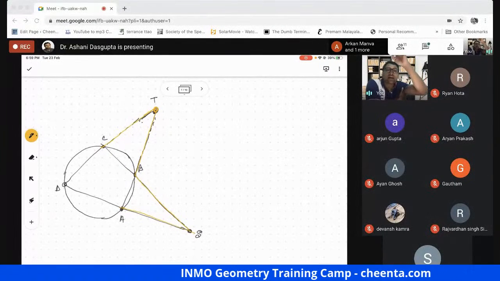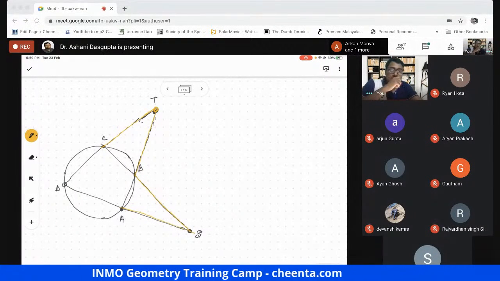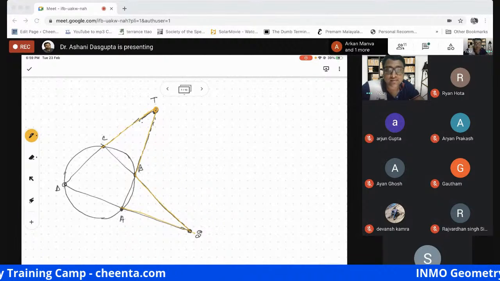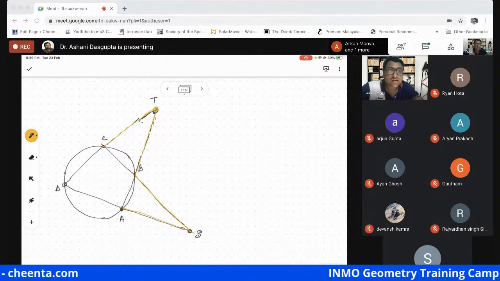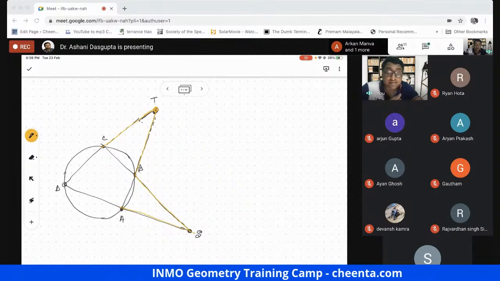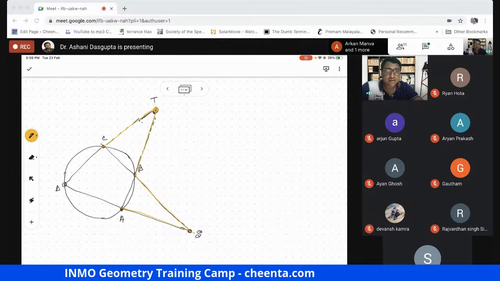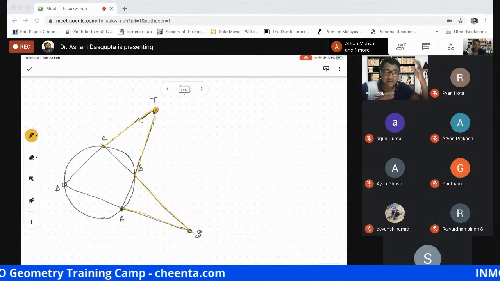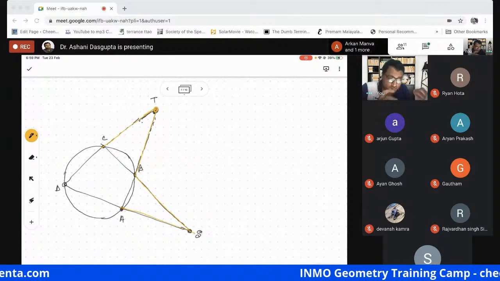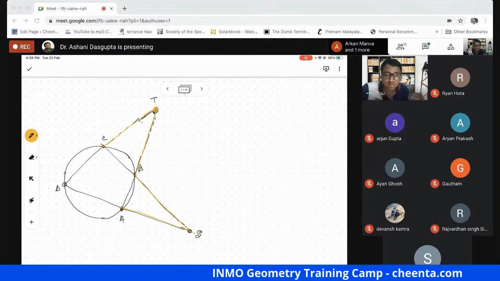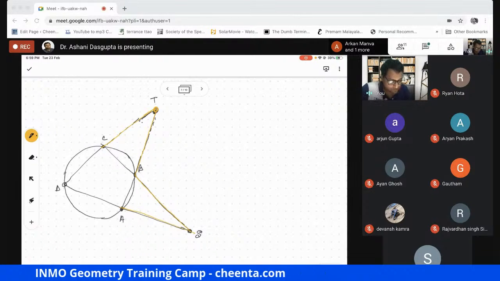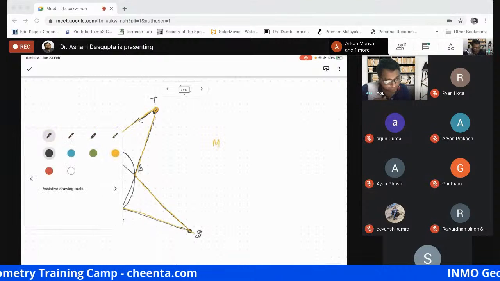So we have this T and S, the two points where the extended lines meet. Now we have the Miquel point of the quadrilateral ABCD. Let's call that point M.